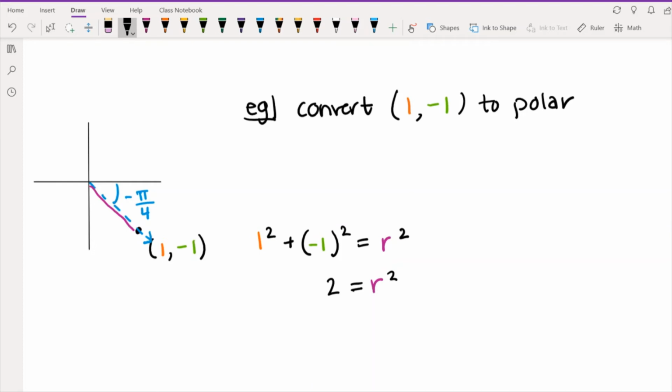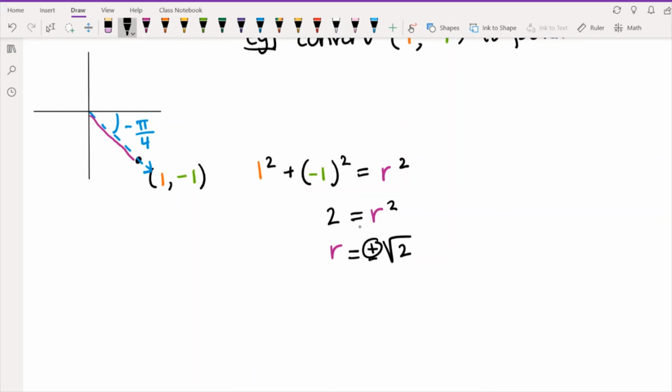And so that tells us that r is going to be equal to plus or minus square root of 2. So how do we pick which one it is? Well, in this case, we've already drawn our angle, right? And so we want to go in that same direction as this angle, so we're going to choose the positive one. We could have used the negative one, but that would have been if we made our angle this way. A different name for this angle could have been 3 pi over 4, and then we could say negative square root of 2.